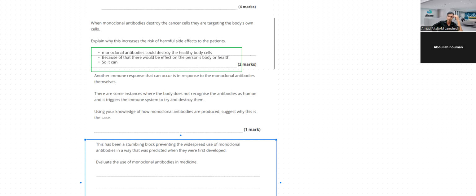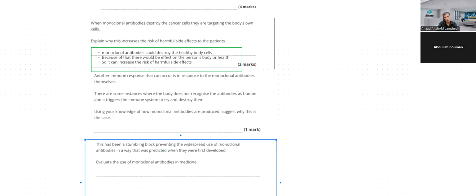It can increase the risk of harmful side effects. How is it? Monoclonal antibodies could destroy the healthy body cells. Because of that, there would be an effect on the person's body or health. It's quite general. The first point is definitely good, I think. The first point is monoclonal antibodies could destroy the healthy body cells.